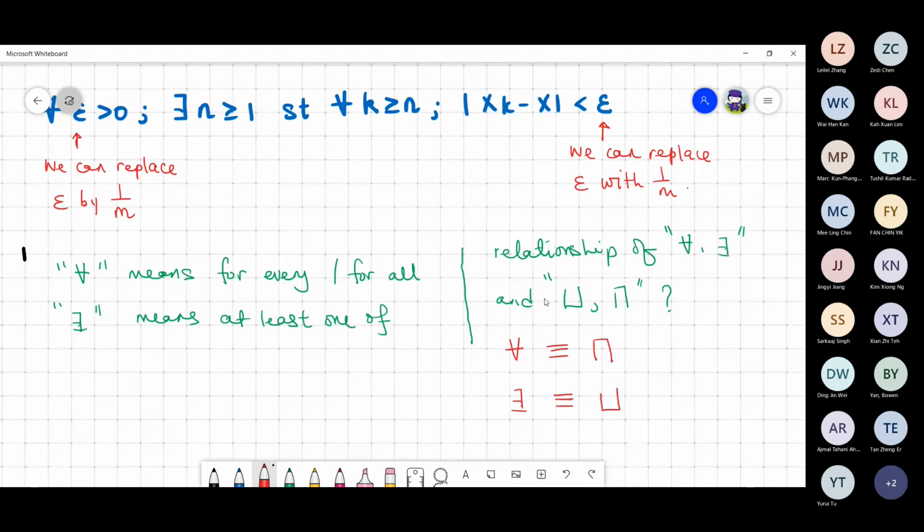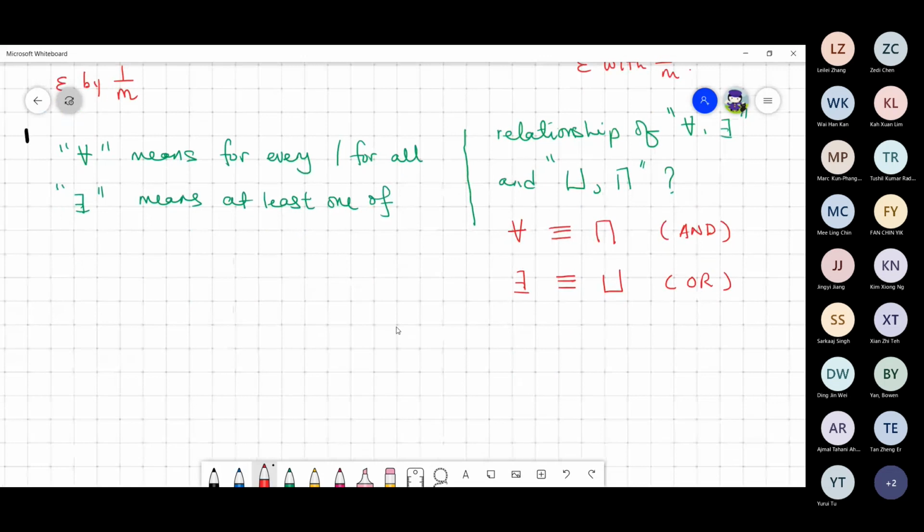Why is that so? From the perspective of set theory, intersection represents and, and union represents or. A union B means in A or in B. Having these two ideas in mind, we can see how to link these two concepts together. So just to record it: this symbol represents for every, whereas this symbol, exists, represents at least one of the things.